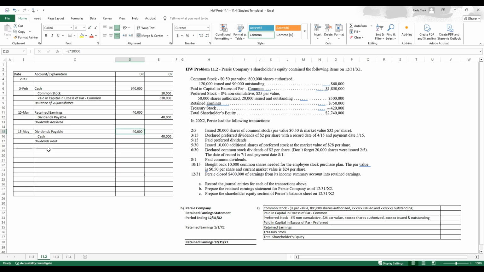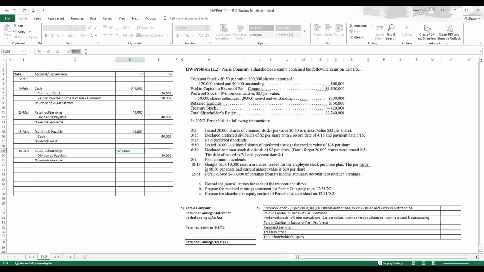On June 30, we declared common stock dividends of $2 per share. There's a hint here: don't forget 20,000 shares were issued on the 5th. That was our first journal entry up here, so we're going to do basically the same journal entry. I'm just going to copy this. We'll say dividends declared, and it's $2 per share, so that's the same $2.